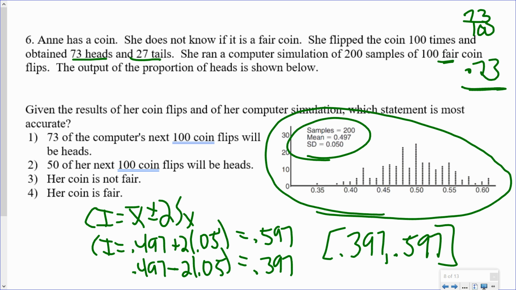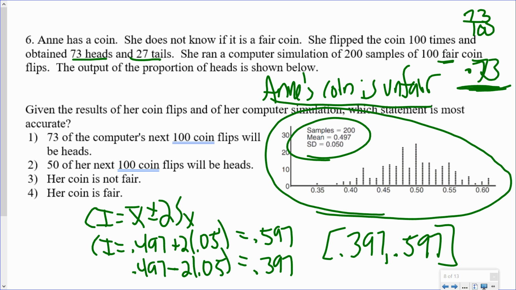Her coin gave 0.73. Is her coin an expected value for a fair coin? No. Therefore, Anne's coin is unfair because she got a value that is not expected for a fair coin. If you flip a fair coin, you should get a proportion of heads for that sample size between 0.397 and 0.597. She got something outside of that, so her coin is not fair.